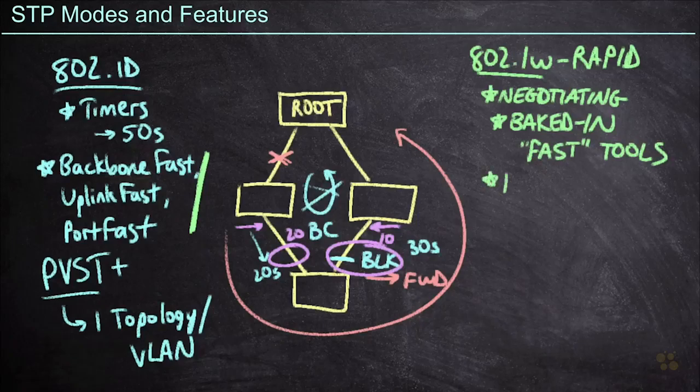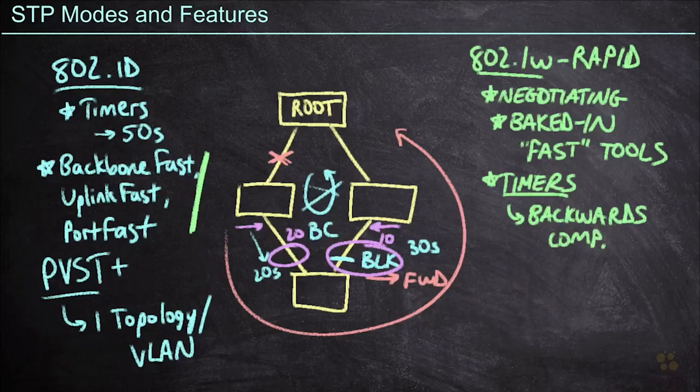Now we do still have timers in the rapid world, but what surprises a lot of junior network engineers is that the timers are the exact same as they are by default in traditional spanning tree. The reason we have those timers is to fall back just in case we need them, which can be beneficial in a lot of cases, but it also allows for backwards compatibility with traditional spanning tree. Now Cisco has an implementation of this that they call Rapid PVST.